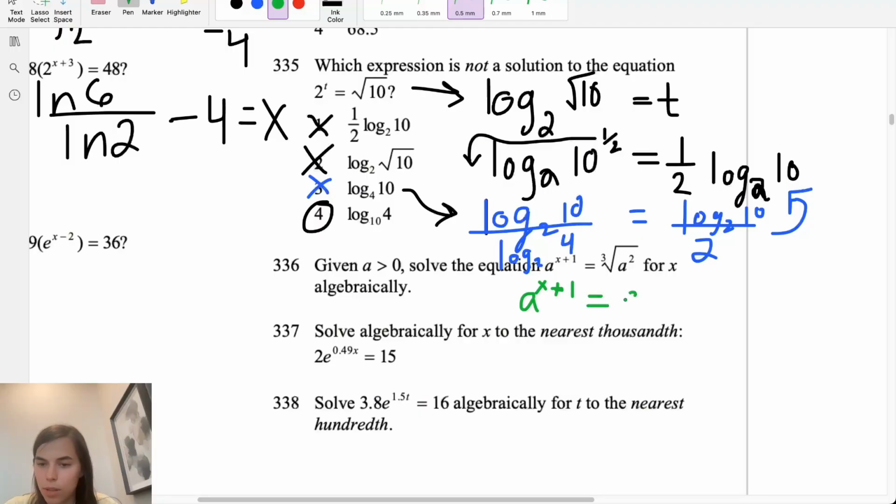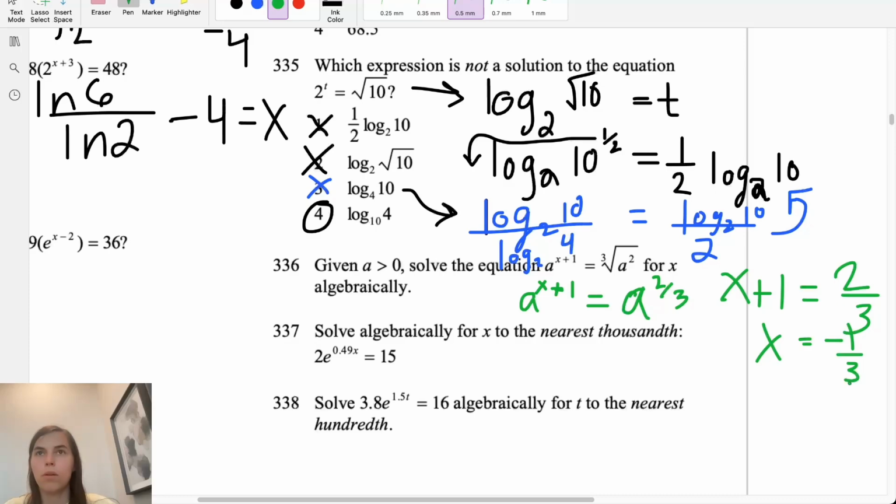And remember that the cube root of a squared is the same as a to the power of 2/3. So now this really helps us because we know a to the power of x plus 1 is equal to a to the power of 2/3. So that means x plus 1 must be equal to 2/3, which means x is going to be negative 1/3 once we subtract 1.